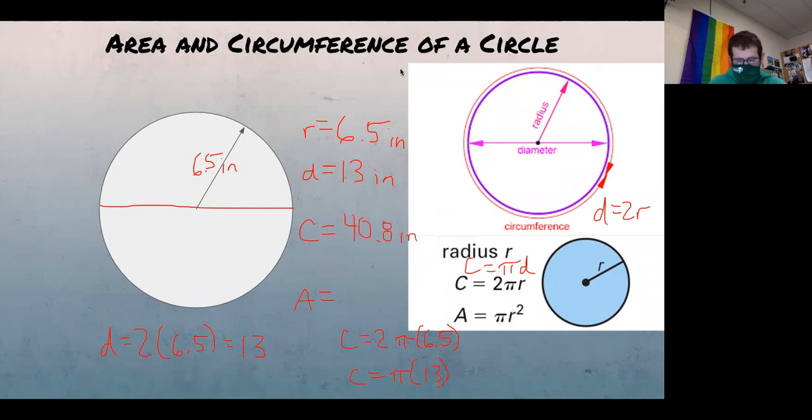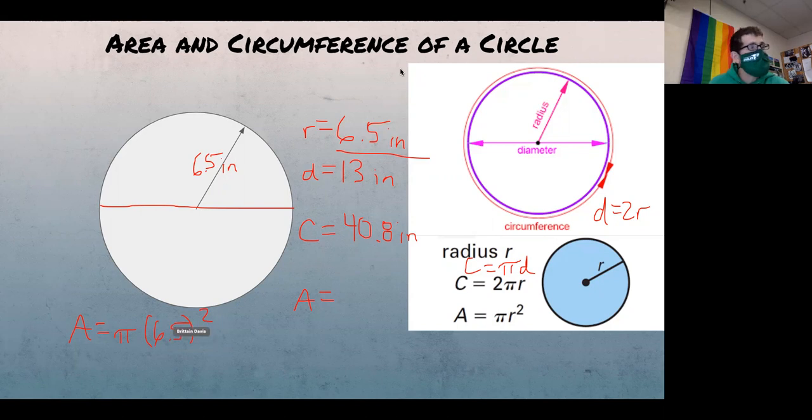Okay, and now I can find the area. Now we need to use our area formula. I'll create some space at the bottom real quick. My area formula is pi times the radius squared. And since my radius was already given, 6.5, I'll just plug that in.